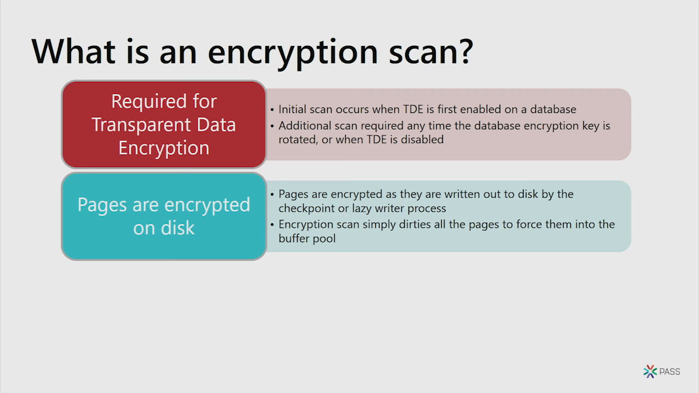The way that encryption works, with transparent data encryption, the data is encrypted at rest on disk, but it's unencrypted in memory in the buffer pool. So where this encryption and decryption happens is in the I/O process when we are moving pages between the disk and the buffer pool. So the way the encryption scan works is just by dirtying every page and forcing it into the buffer pool. And then the normal I/O processes, checkpoint, lazy writer, those are the things that actually do the encryption. So all the encryption scan does is go through your entire database and dirty every page.